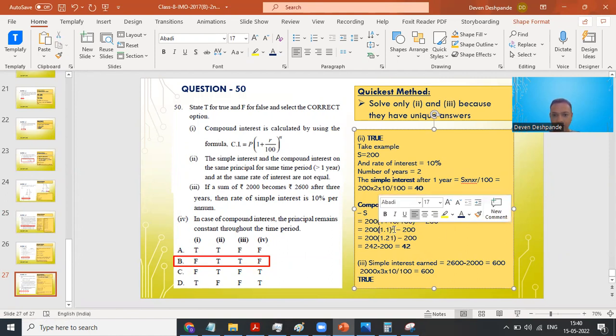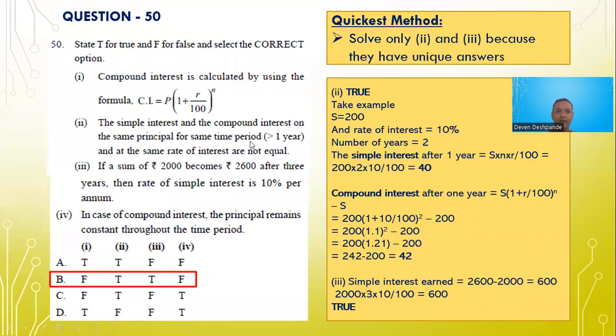This will be 1.1, because 10 upon 100 is 0.1, so 1 plus 0.1 is 1.1 raised to 2. So 200 into 1.1 raised to 2 is 200 into 1.21 minus 200. 200 into 1.21 is 242, minus 200 is 42. So the simple interest and compound interest on the same principal at the same rate are not equal. 40 is not equal to 42. So 2 is correct. Let's solve for 3.